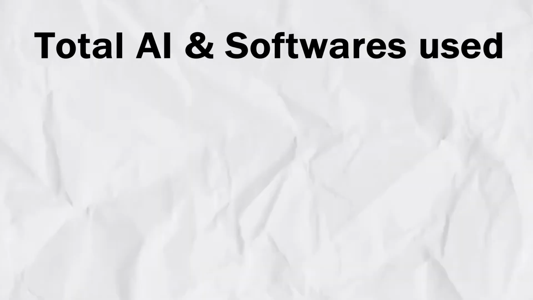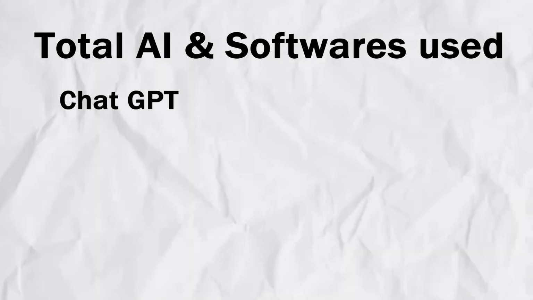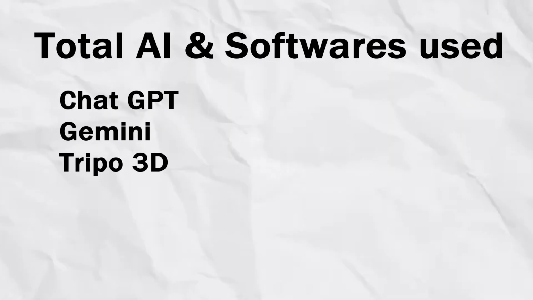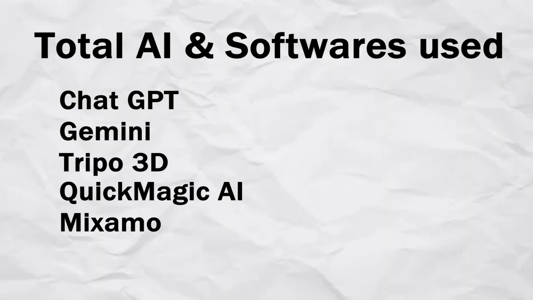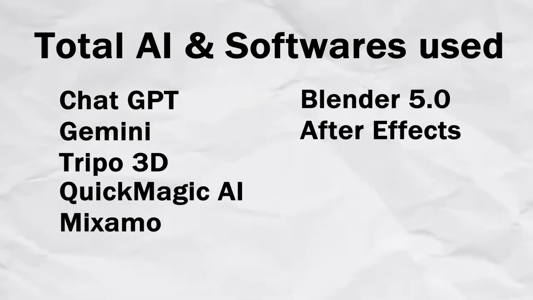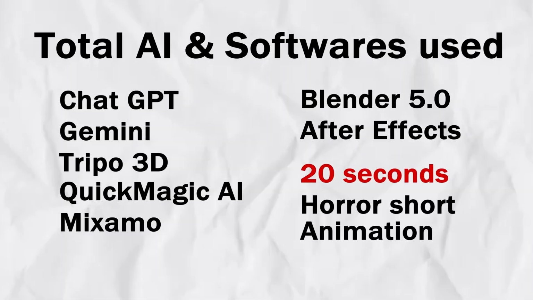So in total, I used ChatGPT, Gemini, Tripo3D, QuickMagic, Mixamo, Blender 5.0 and After Effects to make a 20-second horror animation in one day. Let me show you the step-by-step process of my workflow.